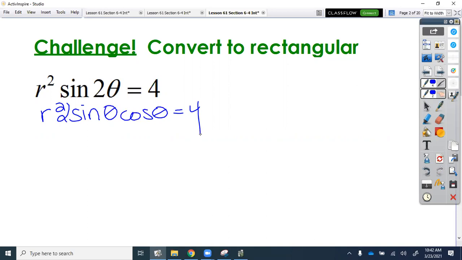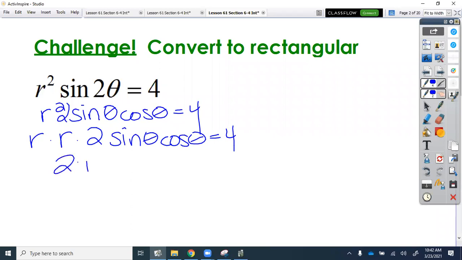We could change r squared to x squared plus y squared, but I don't think we want to because then we still have a sine of theta and cosine of theta, and that's gross. So instead, think about what r squared means. It means r times r. There's a property called the commutative property that says rearrange that however you want. It's all multiplied. So I can write that as 2 times r sine of theta times r cosine of theta.